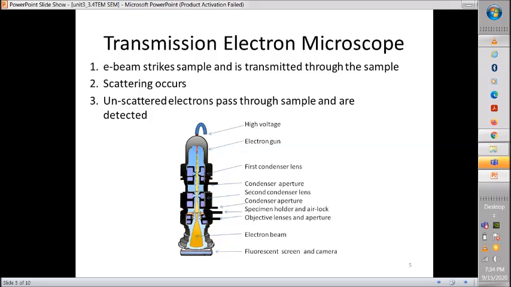Then the electron beam comes out of that aperture to impinge on the fluorescent screen, where a camera is placed to capture the image. So this is the process in the transmission electron microscope, in which the electron beam is made to strike the sample and is transmitted through it. Scattering may occur on the sample, and unscattered electrons pass through the sample and are detected on the fluorescent screen. This is the construction and operation of the transmission electron microscope.